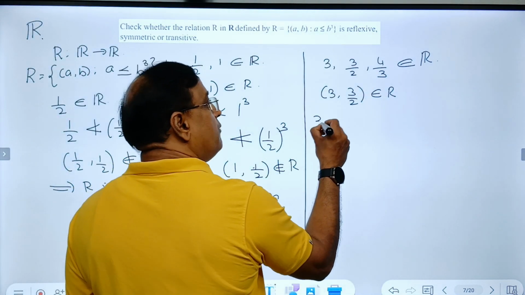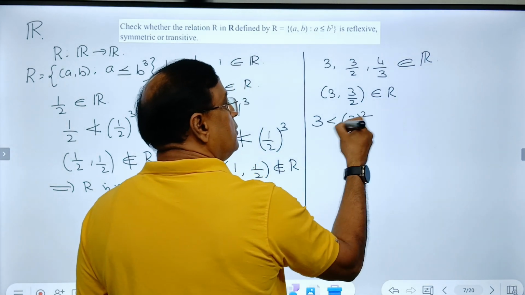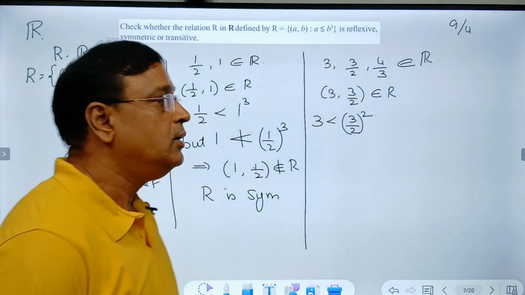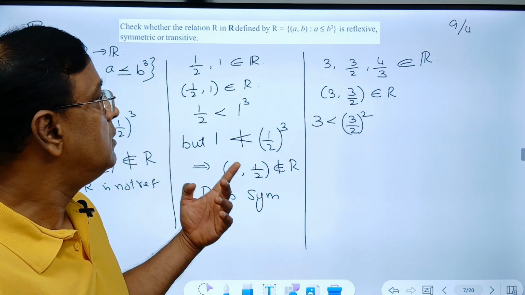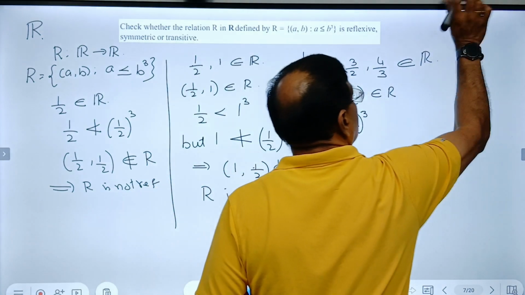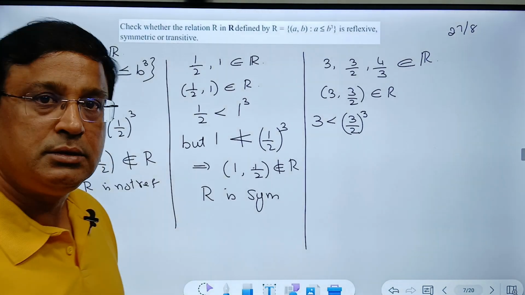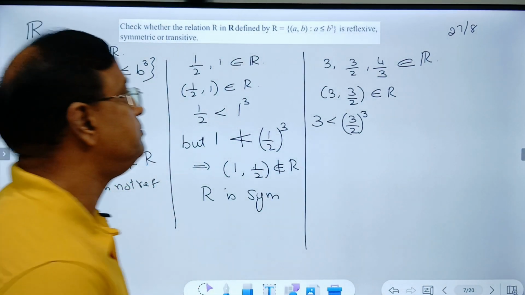So 3 is definitely less than (3/2) the whole square. (3/2) the whole square is 9/4. 9/4 is 2 point something. So 3 is definitely, sorry, it's cube, no? I'm sorry, I made a mistake. Cube, so it is 27/8. 27/8 is more than 3. So 3 is definitely less than (3/2) the whole cube.